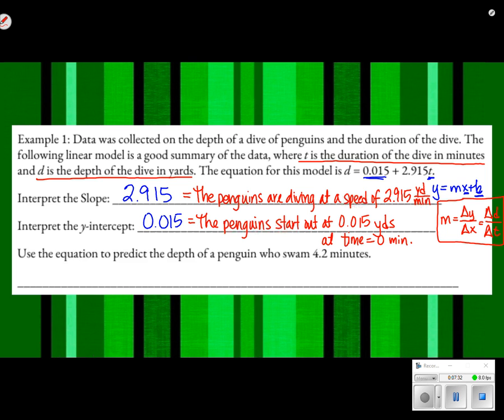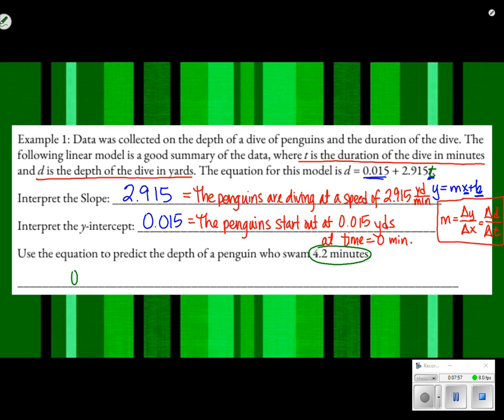Right, so then what we can do with these line of best fit equations is we can make predictions. The best thing that we can do is take our equation, and here they give us a time, 4.2 minutes, and we're going to plug it in for t, and we are going to get a prediction. Now, is that going to always work out the same for every penguin? No, it's not, but this is like a predictive value.